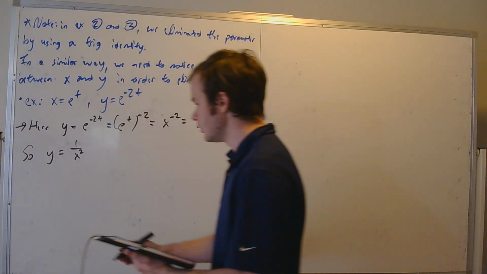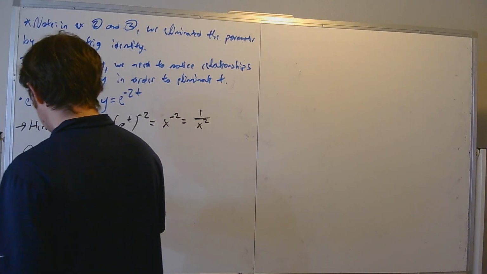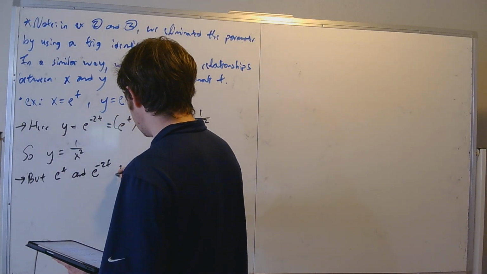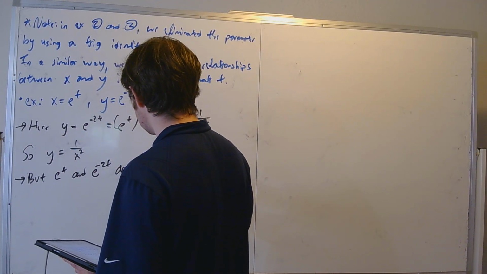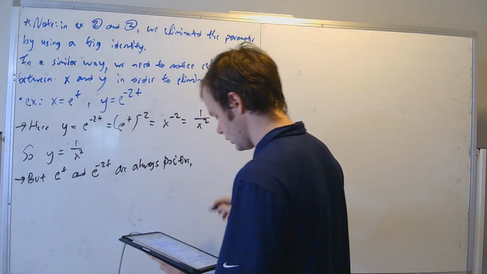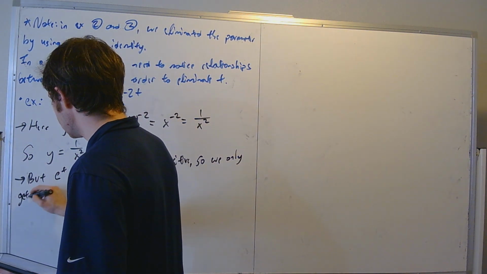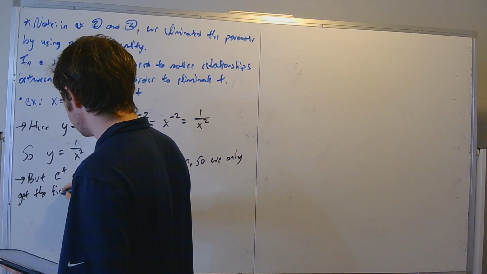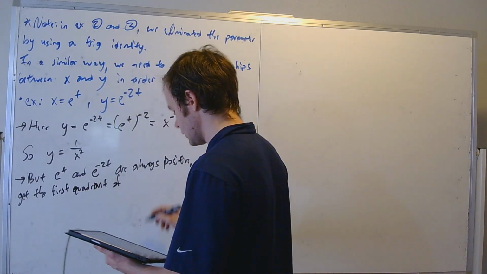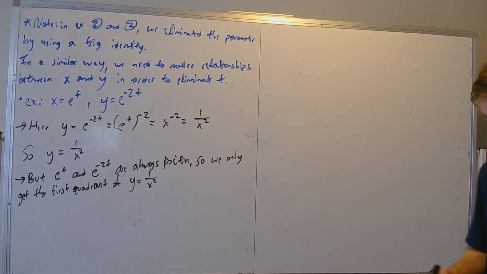And I'll say here, because we already know how to graph this function, but e to the t and e to the negative 2t are always positive, so we only get the first quadrant of y equals 1 over x squared. Remember, the first quadrant is just where both x and y are positive.